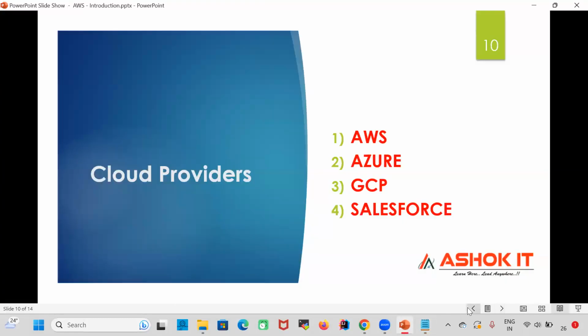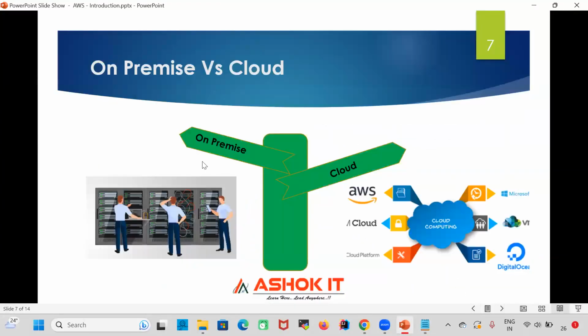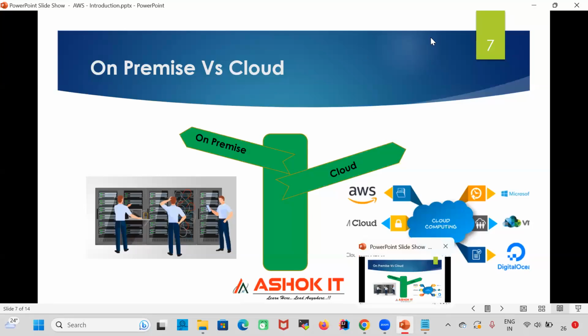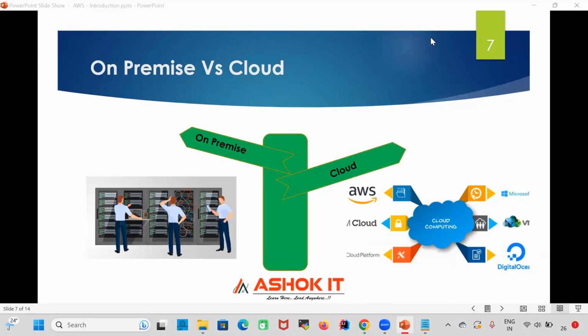If you want to run your business, then we have two options: on-premises infrastructure and cloud infrastructure. What is the meaning of on-premises infrastructure? Purchasing and managing everything on our own is called on-premises infrastructure. What is cloud infrastructure? Take the infrastructure for rent, use it, and pay the rent for it.